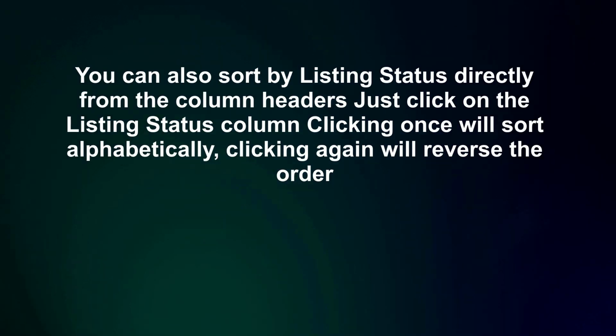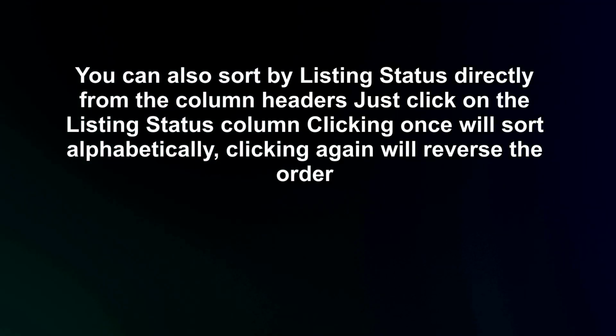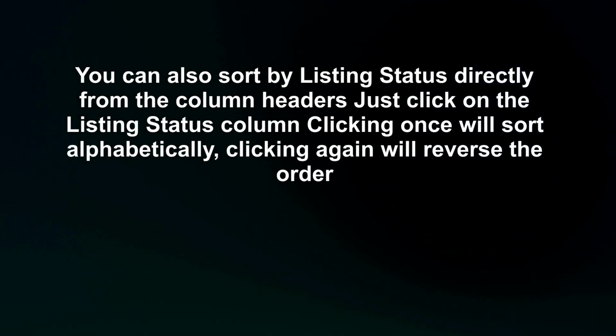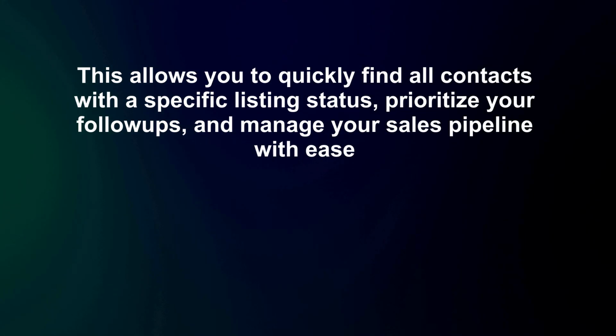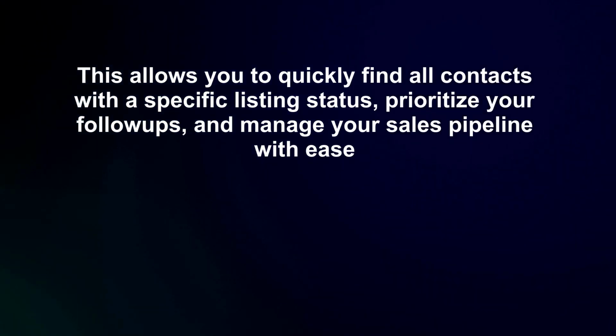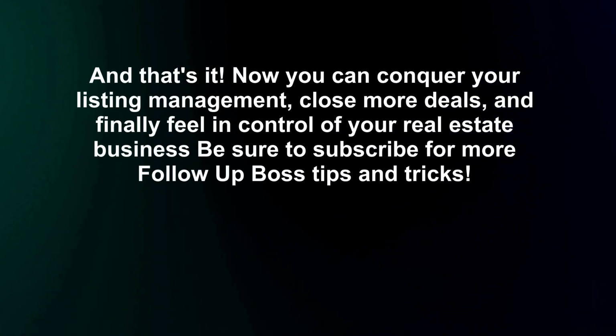You can also sort by listing status directly from the column headers. Just click on the listing status column. Clicking once will sort alphabetically. Clicking again will reverse the order. This allows you to quickly find all contacts with a specific listing status, prioritize your follow-ups, and manage your sales pipeline with ease. And that's it.